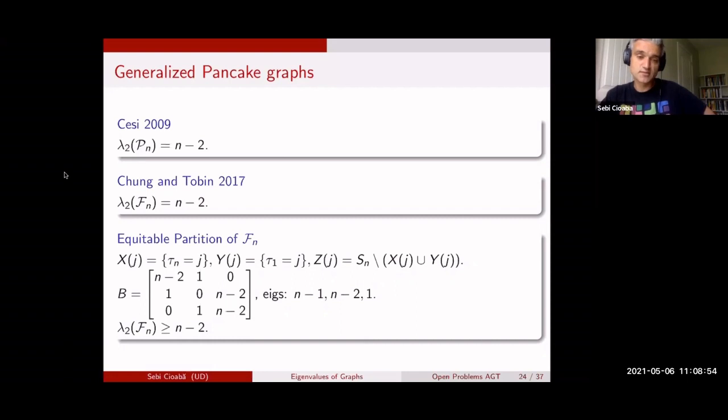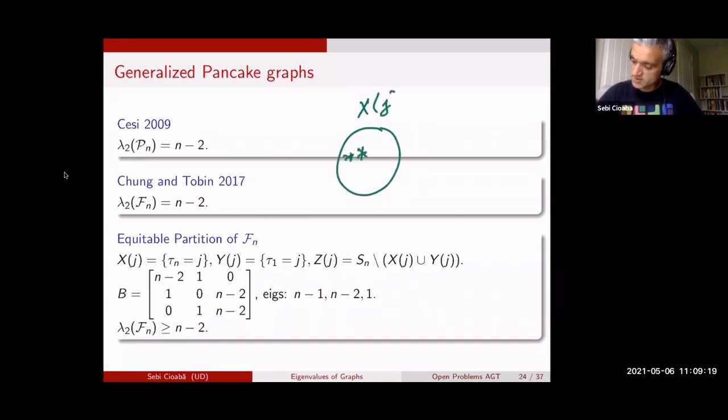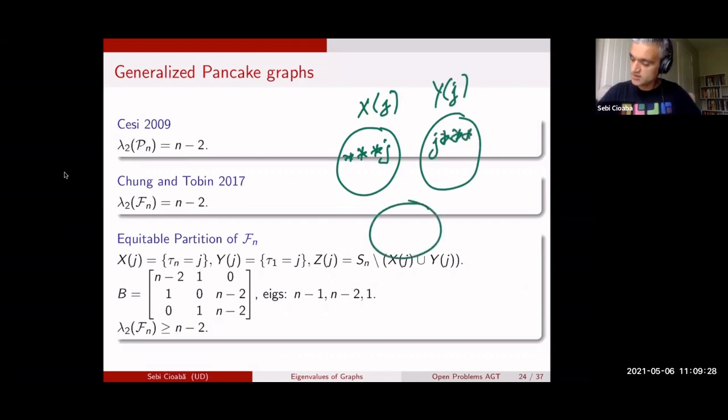The arguments go pretty much as you expect. You find a nice partition. In this case, for any j, you can partition the permutations according to where j is. X_j are the ones where j is at the end, so you have star j. Y_j are the ones where you have j star like this. And you put in Z_j the ones where j is anywhere else. And one can prove that this is an equitable partition.